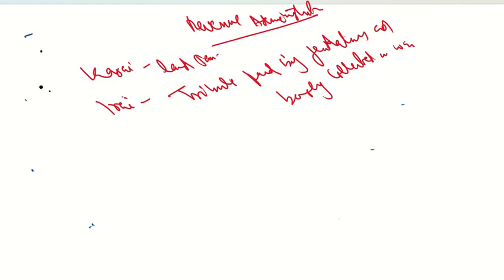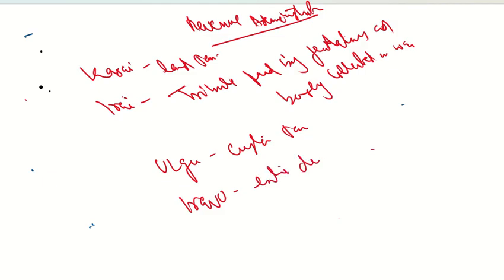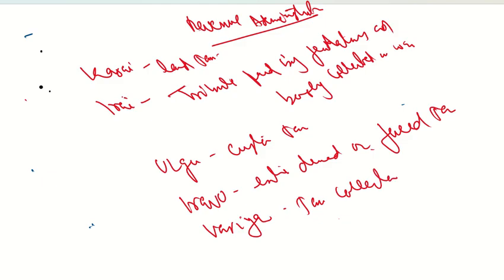Then we have Ulgu, the custom tax. Then we have Iravu, extra demand or forced tax. Then we have Variyar, the tax collector. And how was the society? Let's move to the society now.